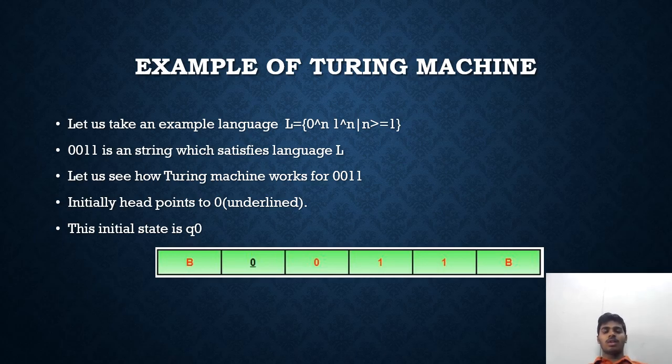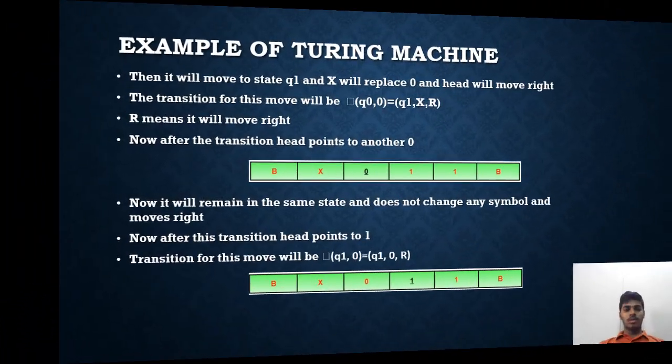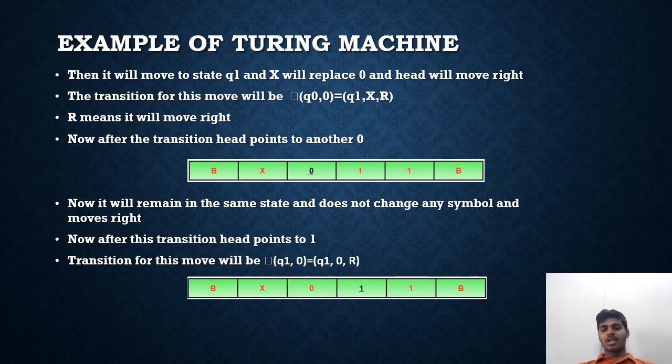As we know, the pointer starts from the extreme left after the blank position. Here the first element is 0 in the string we are going to test. So the initial state is q naught and it is represented by 0 here. For easy understanding, we are representing the first element as underlined. Then it will move to the state q1 and X will replace 0. First of all, we have identified it as 0.